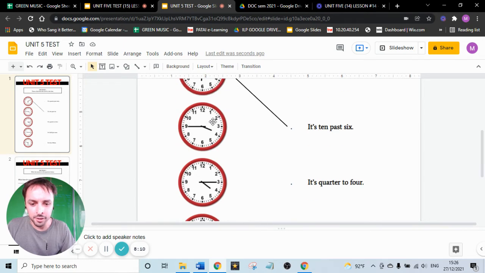Okay, next one. What is the time? The small hand is pointing here, so we know that's 3. The hour is 3. And then how many minutes? We know the big hand is pointing at 9, so that's 45. It is 3:45.